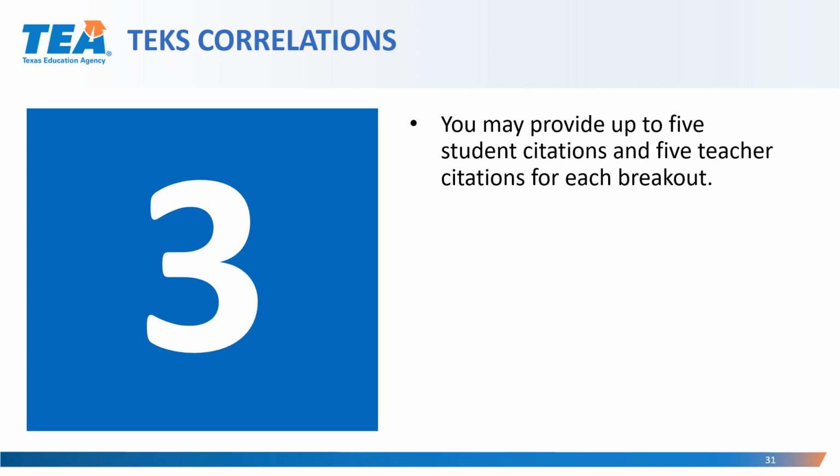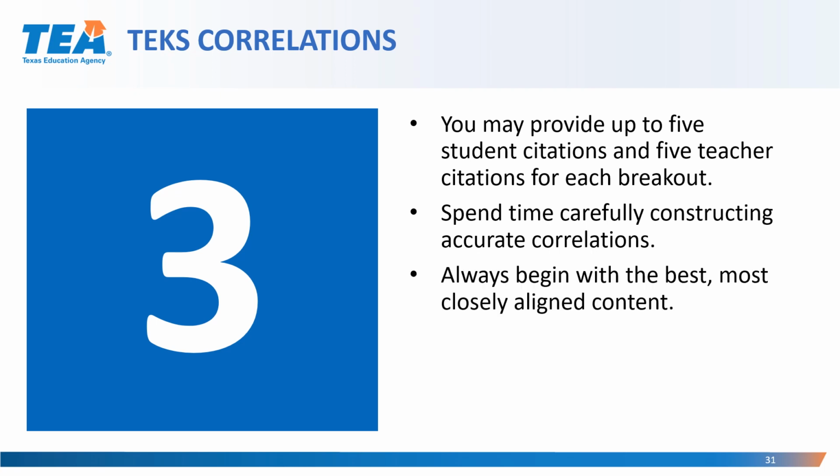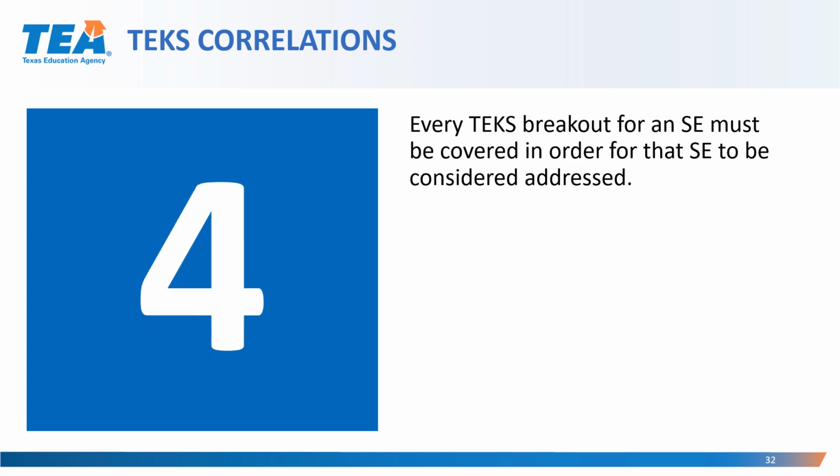The correlation template has space for up to 5 student citations and 5 teacher citations for each breakout. It is crucial that you provide accurate correlations. You should always begin with the best, most closely aligned content, then provide backup citations on the remaining rows. You also need to be very clear about where the content can be located.